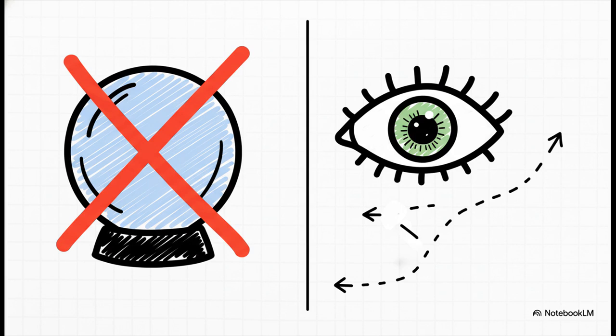This isn't about making a prediction. The method is all about observation and procedure. So the next step is simply to watch the market and document whatever happens next according to the system's rules.